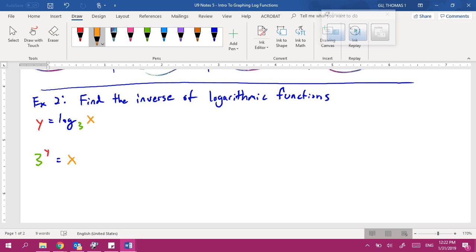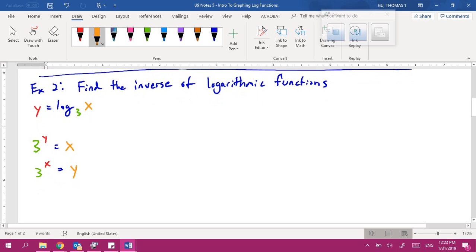So we have 3 to the y equals x, and then we're trying to find the inverse. So what do we need to do? Switch the y and the x. So what's my final equation going to be? 3 to the x equals y. Now, remember when you're writing graphs and things, it's always y equals something. So the more correct way to write it would be y equals 3 to the x. But it's still the same thing. But this is a little cleaner.